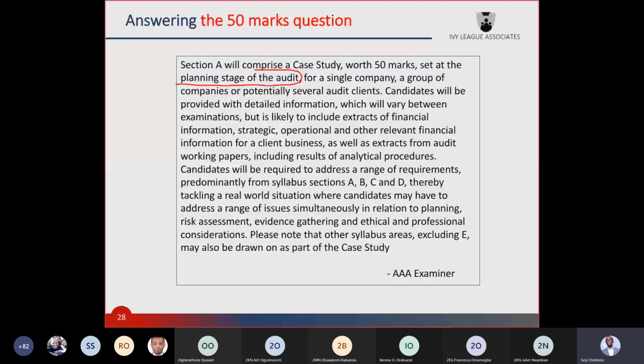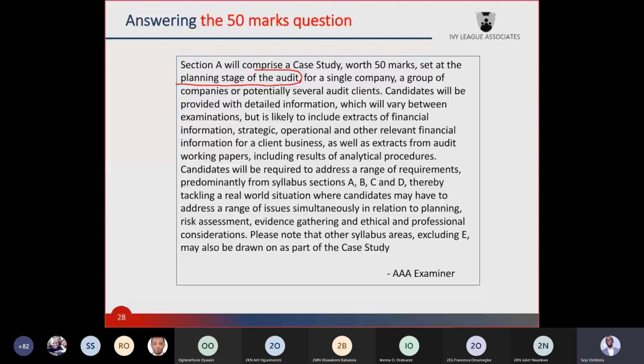Next, candidates will be provided with detailed information, which will vary between examinations, but is likely to include extracts of financial information, strategic, operational, and other relevant information for a client's business, as well as extracts from audit working papers, including results of analytical procedures. Now, hear this. Candidates will be required to address a range of requirements, predominantly from syllabus sections A, B, C, and D.